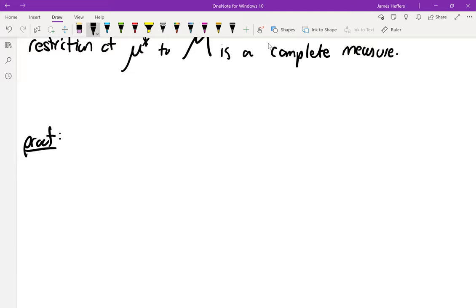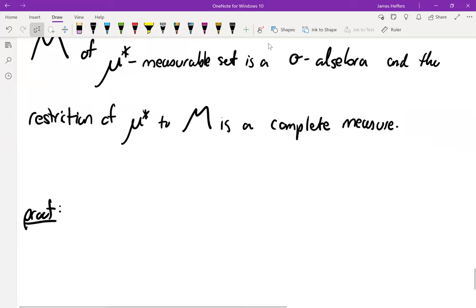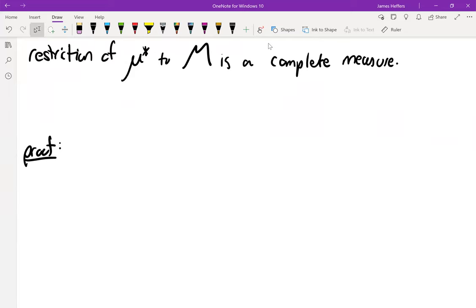Okay, so the first thing we'll note is, well, what does it mean to be a sigma algebra? The first thing we want to do is actually verify that this is a sigma algebra. So what does it mean to be a sigma algebra?